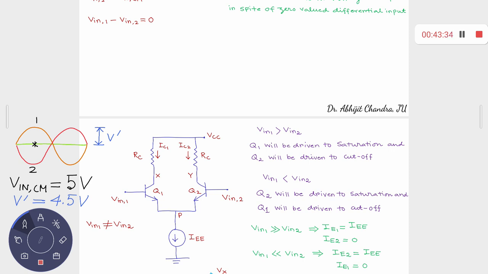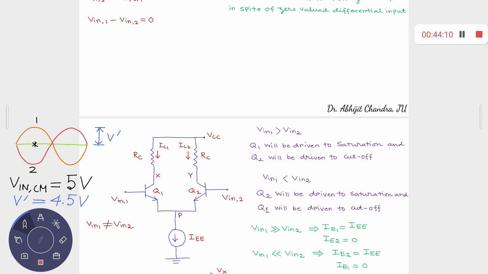So under this condition, what do you find? When V1 is greater than V2, one transistor will be driven to saturation and the other transistor will be driven to cutoff. When V1 is greater than V2, Q1 is having higher base drive as compared to Q2. So therefore, Q1 will be driven into saturation and Q2 will be driven into cutoff. Similarly, if V1 is less than V2, Q2 will be driven into saturation and Q1 will be driven into cutoff. Neither of these two conditions are desired.